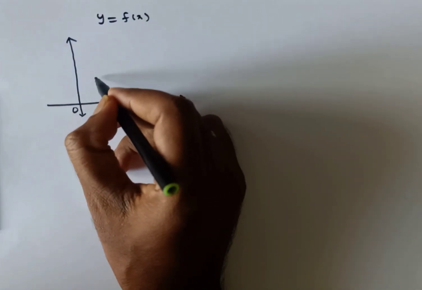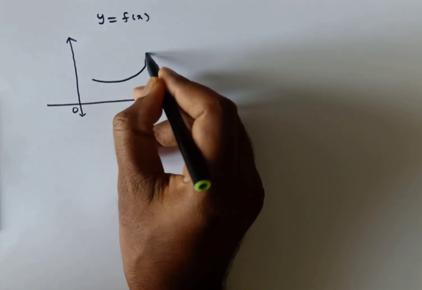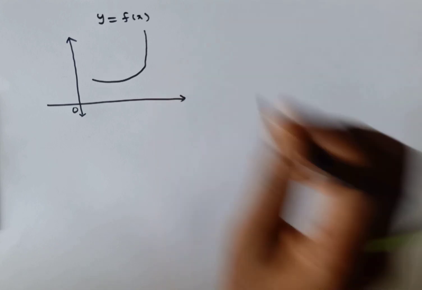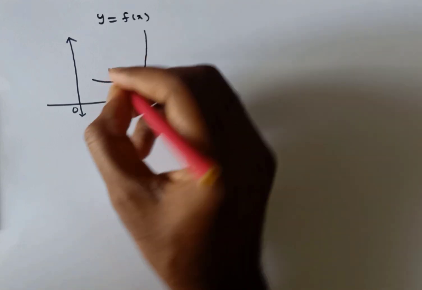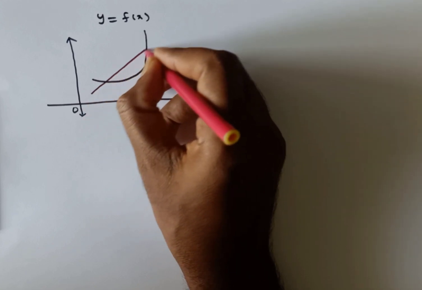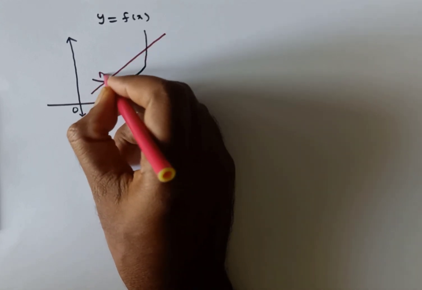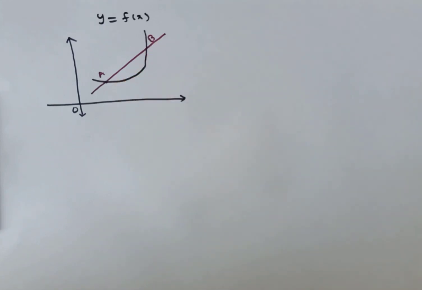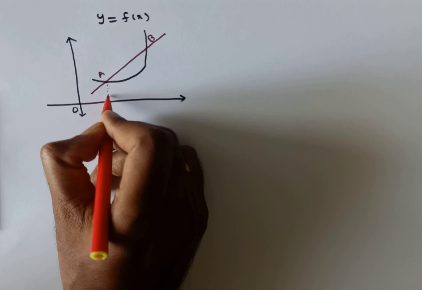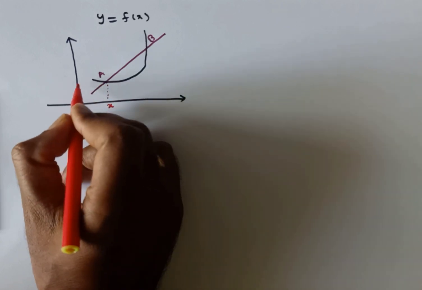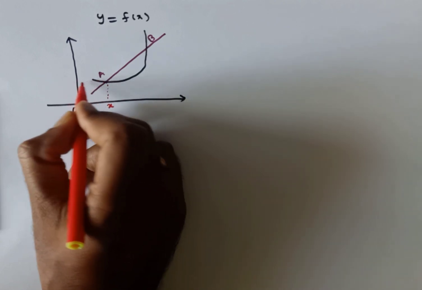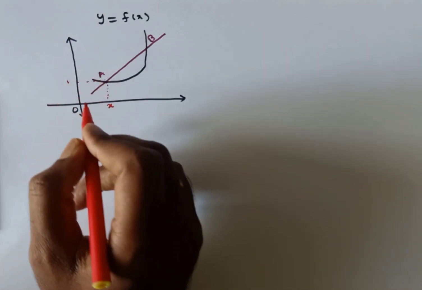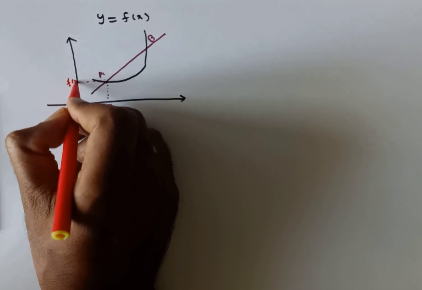Now, let the given curve y equals f of x look like this. This is the curve of y equals f of x. Now, there is a line passing through these two points, let them be A and B. Let this be the point x, and the corresponding value is f of x.